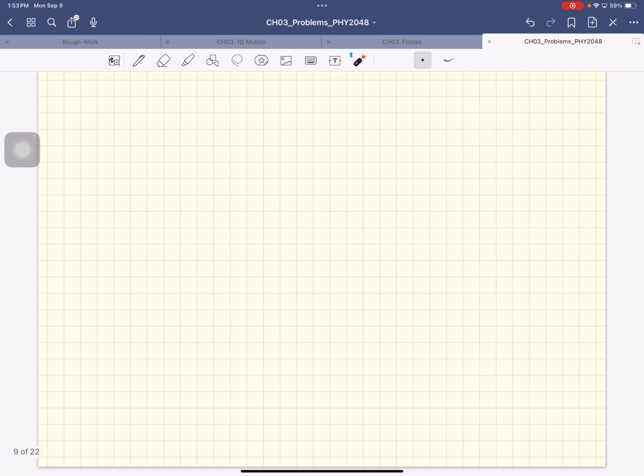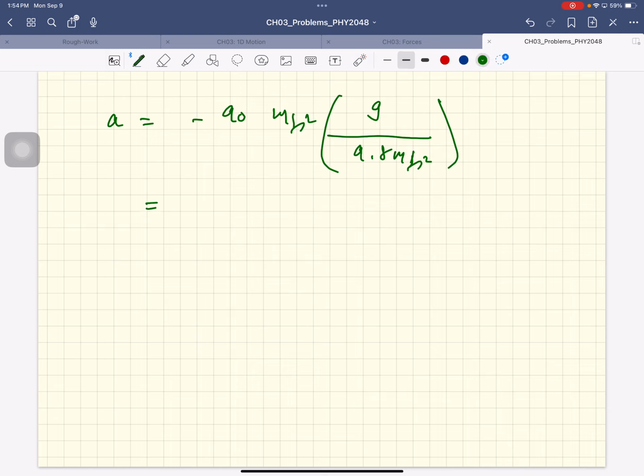What you want to do is get in the habit of doing this. So that's a number, minus 90 meters per second squared, and I want you to give this acceleration in terms of g's. What that means is I'm going to multiply this by 1 g divided by 9.8 meters per second squared, which is 1. And so I'm going to give this in terms of g's. 90 divided by that, the meters per second squared cancel.